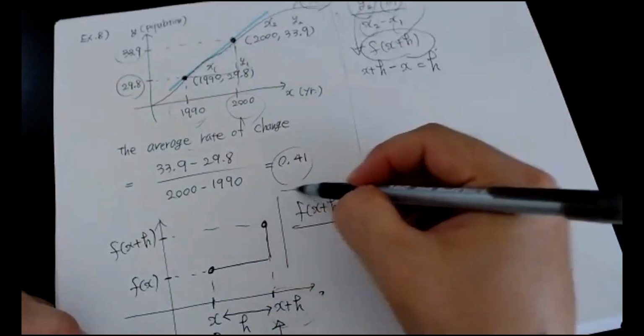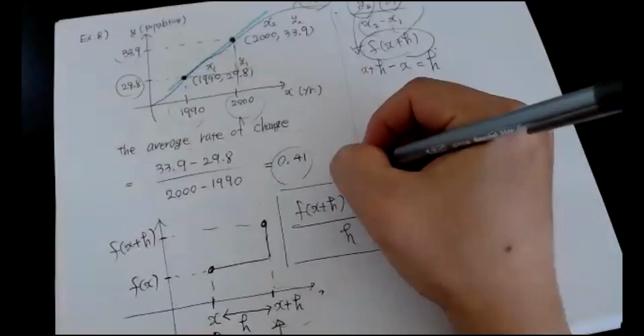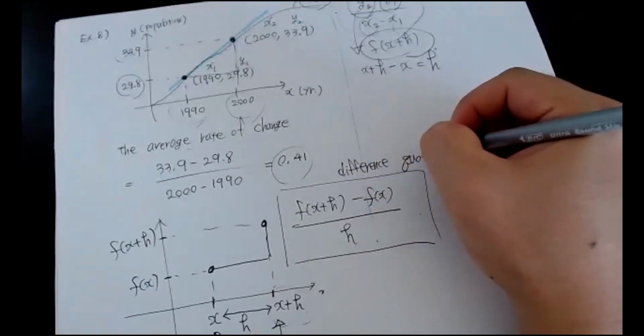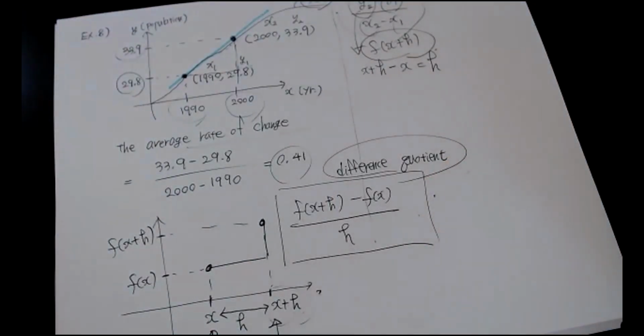So that's the difference quotient. What's the difference quotient? Just a general form of the average rate of change, applying the function notation. So now let's see an example. There's a difference quotient. Let me write it down. Let's see an example in the textbook.